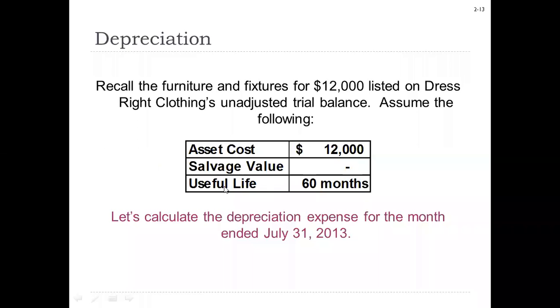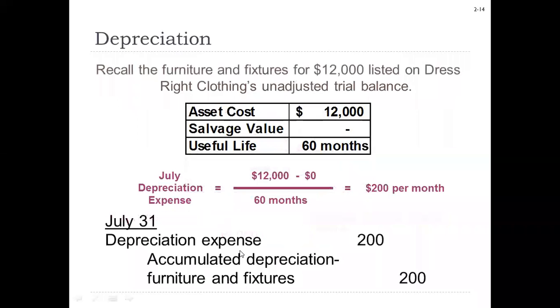Useful life is how long will that asset last? How long will we be able to use that asset? And again, at the beginning of the life, we don't know for sure how long it'll last, so we have to estimate that as well. So given this information, let's calculate the depreciation for the month.